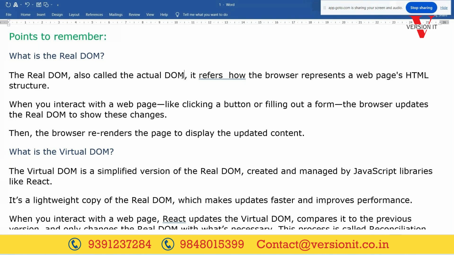So many things we discussed. Before learning JavaScript and ReactJS, you must be very good at conditional statements, loops, functions, events, as well as DOM. Without that, you cannot understand it. Next, see, when you interact with the web page, like clicking a button or filling out a form, the browser updates the real DOM to show the changes. And then the browser renders the page to display the updated content. Render means nothing but the output.